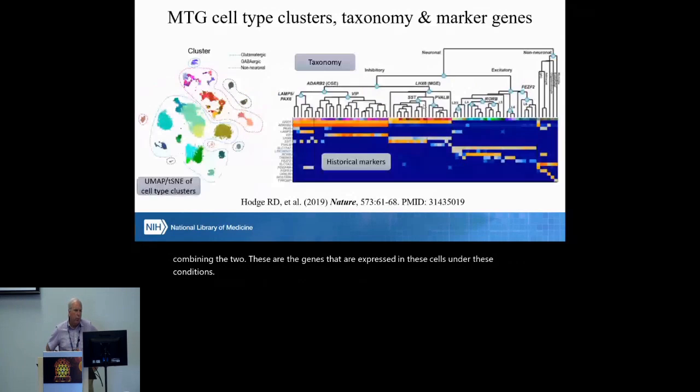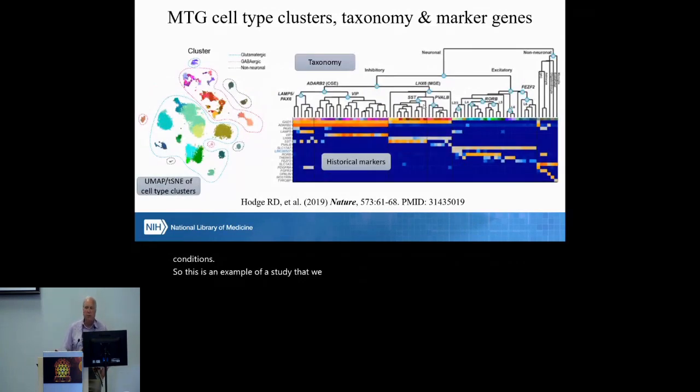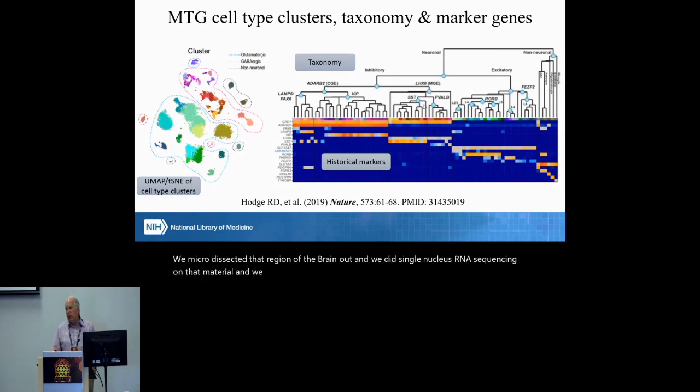So this is an example of a study that we did looking at the middle temporal gyrus in the human brain. We microdissected that region of the brain out, and we did single nucleus RNA sequencing on that material. And we did the unsupervised clustering and came up with 75 different types of cells in that region of the brain. And so over here on the right-hand side, you can see a heat map. And at the top is a dendrogram where each column corresponds to one of these 75 cell types. And the dendrogram reflects the relationship between the different cell types that was derived using hierarchical clustering.